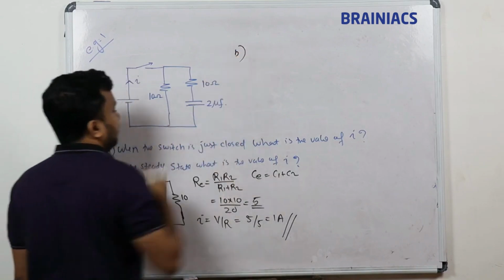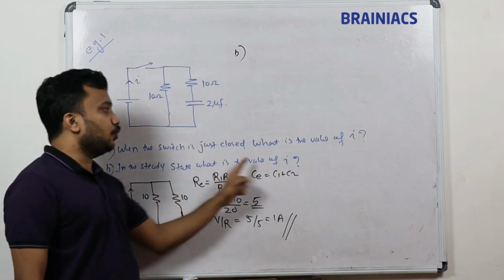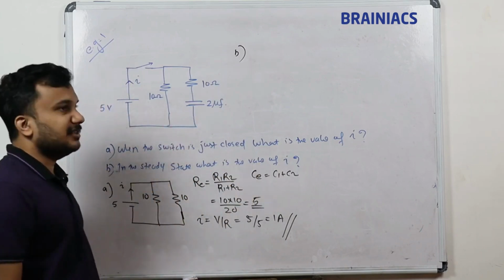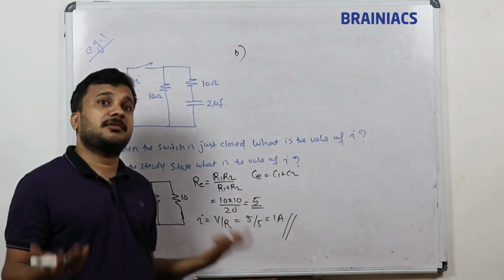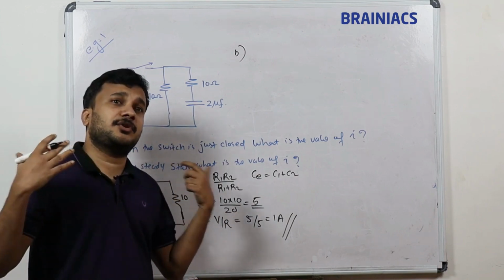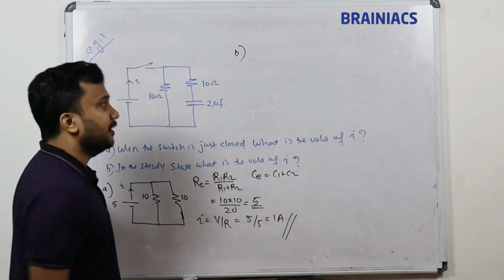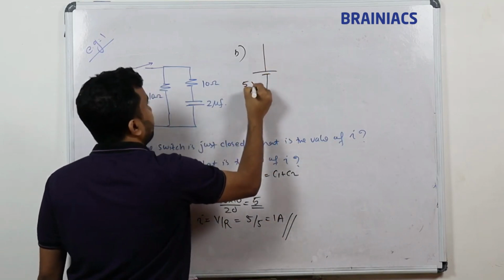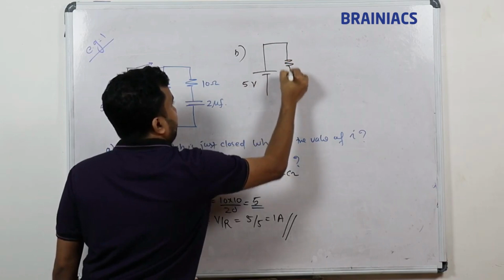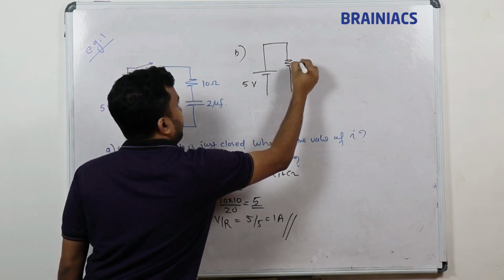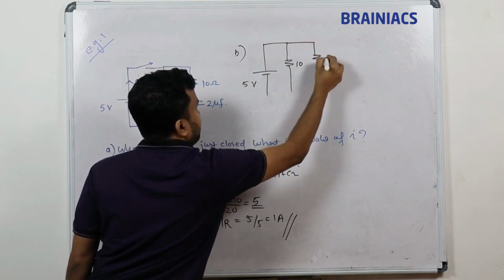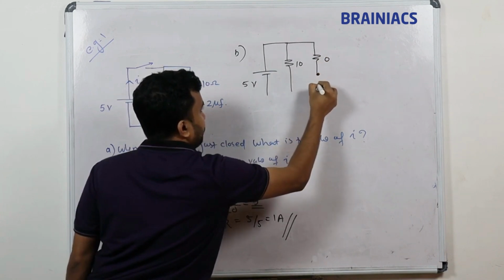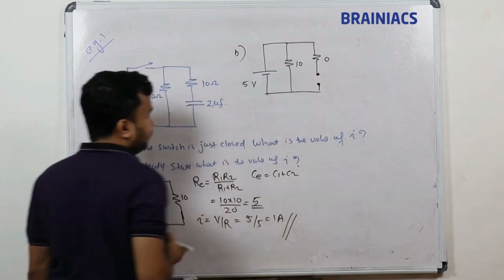Next, the second part. In the steady state, what is the value of current? In the steady state, what is the state of capacitor? Steady means after a long time, capacitor is fully charged. Capacitor will not accept charges, so it becomes open circuit. So we'll draw the diagram. This is 5 volt. This is resistor 10 ohm and we have a resistor 10 ohm, and this is open circuit. Wire is broken, no connection.